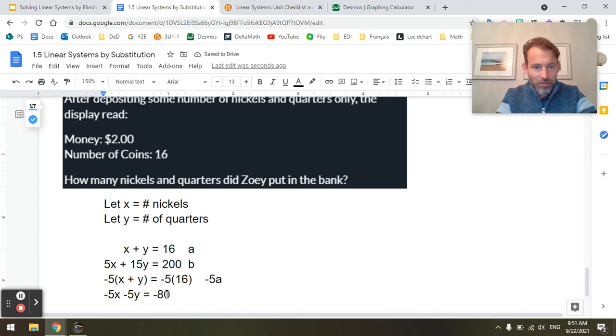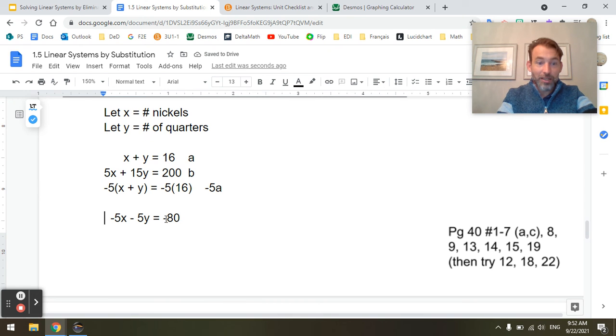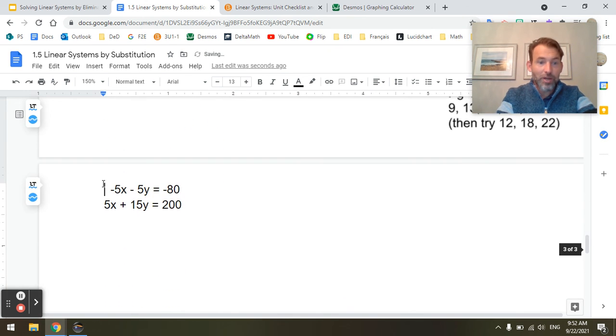Okay, so now I have my two equations, and I'm going to add them together. I'm just going to take equation B and bring it down here, and line up my equal signs. Now I have my equations that I can eliminate, and they went onto another page. Thanks very much, Google Docs. So now I'm going to add them together. Negative 5x plus 5x gives me 0x. Negative 5y plus 15y, that's 10y, is equal to negative 80 plus 200, which is 120.